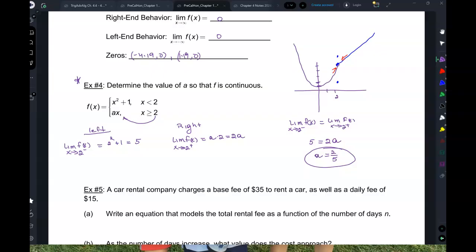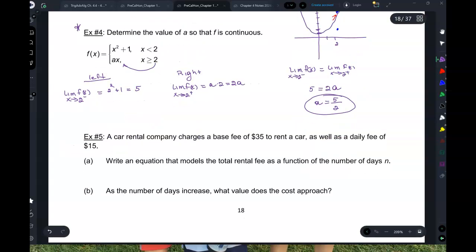Oh my god, 5 over 2. Such a rookie mistake. I don't know why I'm so off today. Okay, so a is 5 over 2. All right?